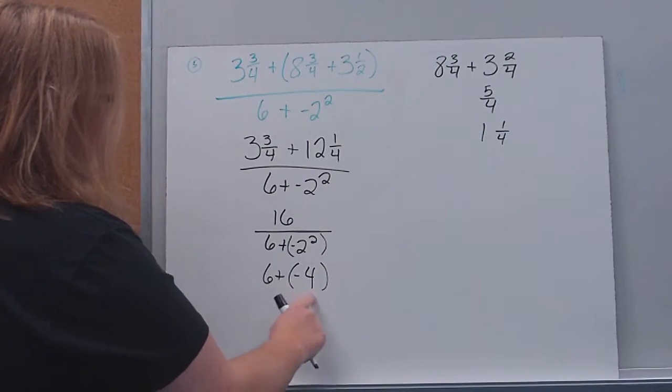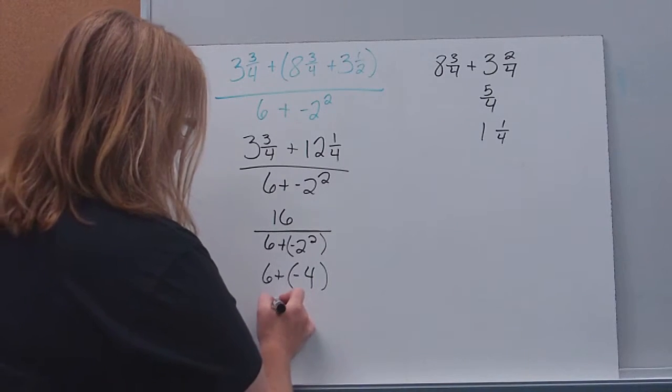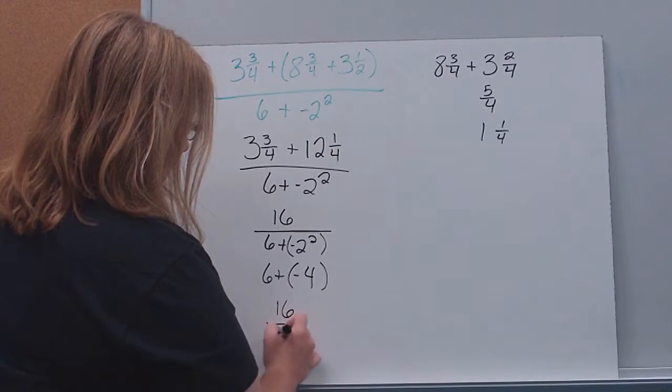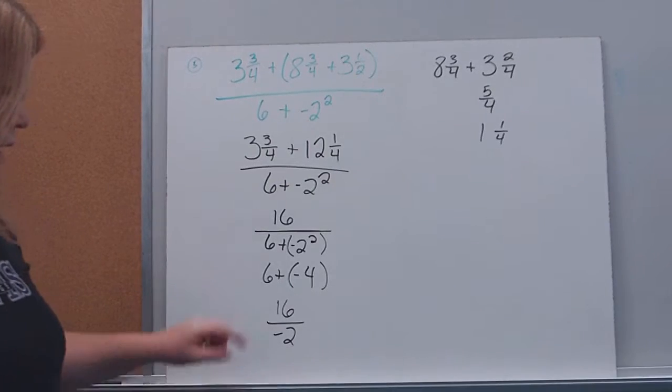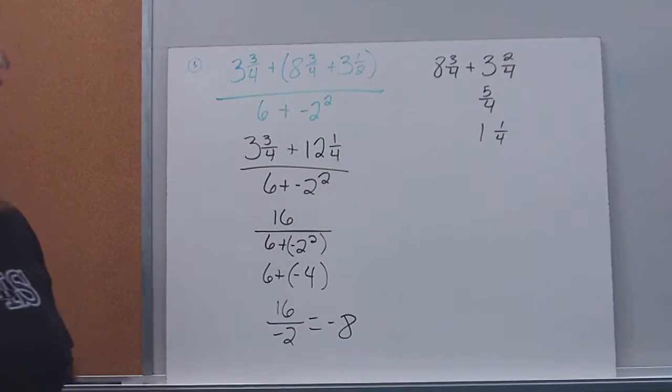So I wind up with 6 plus negative 4 on the bottom. 6 plus negative 4 gives me negative 2. So what I wind up with is 16 divided by negative 2. My answer is going to be negative here, and 16 divided by 2 is 8.